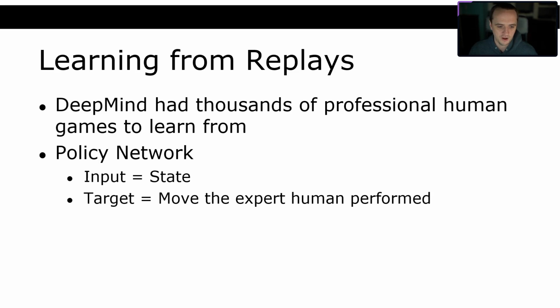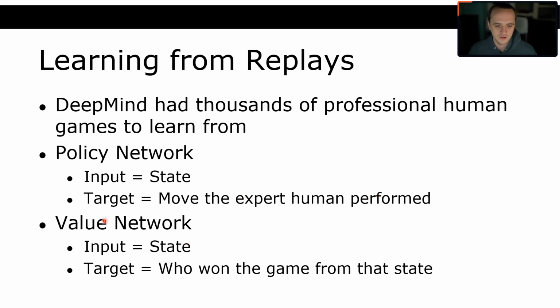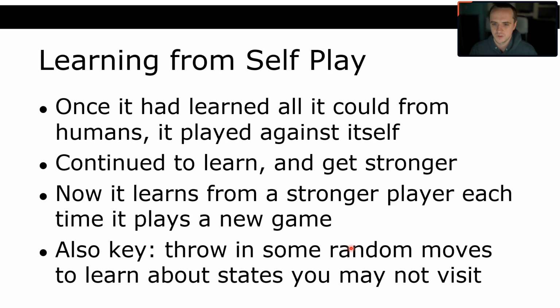So they learned this policy network. The target was the move that the human performed, and for the value network, the input was the state, and the target was who won the game from that state. Once it learned what it could from humans, it played against itself. When it played against itself, it continued to learn and get stronger, and now it learns from a stronger opponent each time. Computers can sit down and play billions and billions of games against themselves and get better and better way faster than humans can.